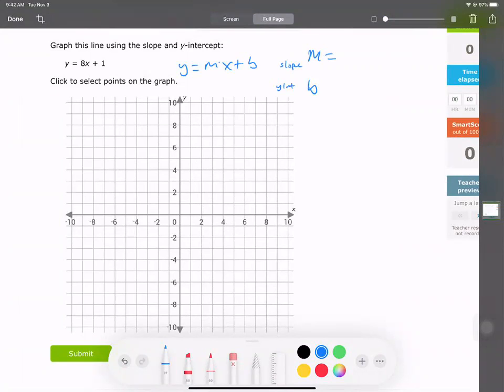And make a guess. Don't just wait for the answer. Like, say it out loud. Maybe your mom can hear you. M is 8, and our b value is 1. Thank you. 8 for slope.